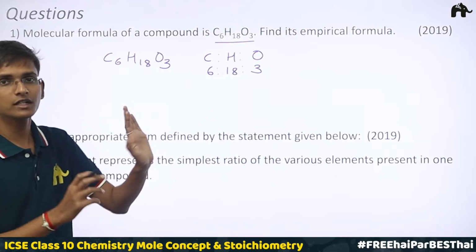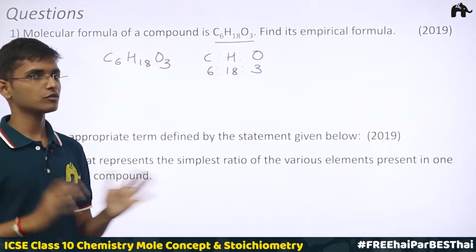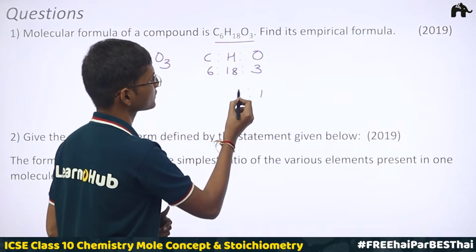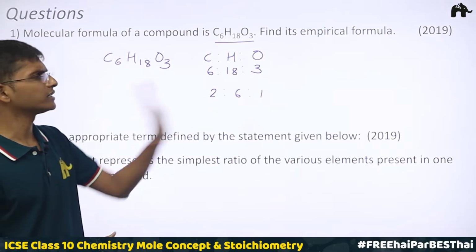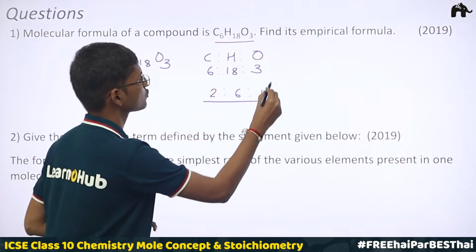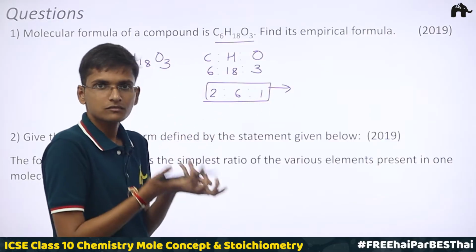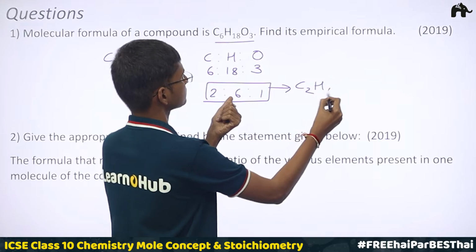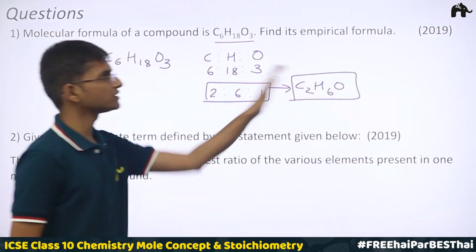First we have to figure out whether it is a whole number ratio or not. Yes, whole number ratio. Then is it simplest? No. So make it simplest. 3 1s are 3, 3 2s are 6, 3 6s are 18. All of you know now how to make the simplest whole number ratio. So this becomes the simplest whole number ratio. Now write the formula with its help: C2H6O1. I'm just writing O. So this is our answer, the empirical formula.